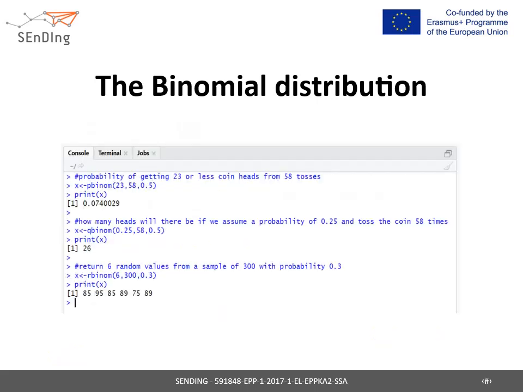In this screenshot you can see examples of the other 3 binomial distribution functions supported in R. We first use the pbinom function to calculate the probability that we will get 23 or less coin heads after 58 tosses. Then we use the qbinom function to calculate how many heads we will get if we assume that the probability is 0.25 and we toss the coin 58 times. Last, we use the rbinom function to calculate 6 random values from a sample of 300 values with probability 0.3.